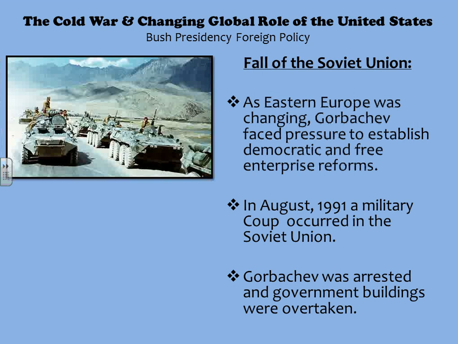So as Eastern Europe was changing, Gorbachev faced opposition from political rivals within the Soviet Union. Some reformers demanded he move quickly to establish democratic and free enterprise reforms. So again, moving to more of a capitalist type of economy. But hardline communists in the military and secret police resisted these changes and feared the collapse of the Soviet Union. These were individuals that did not want the Soviet Union to become more capitalist.